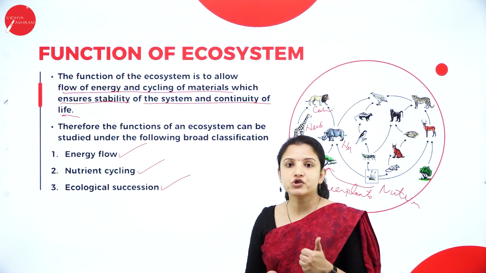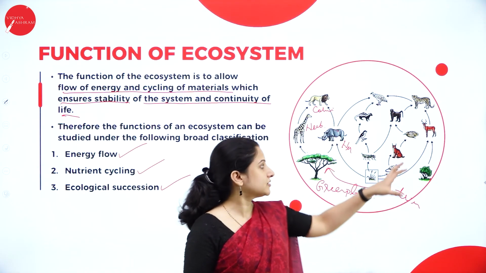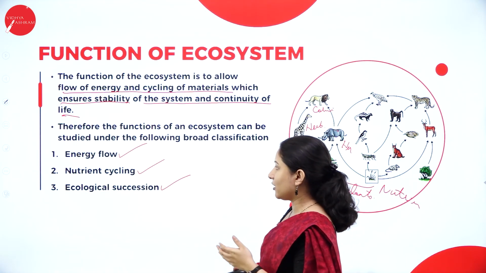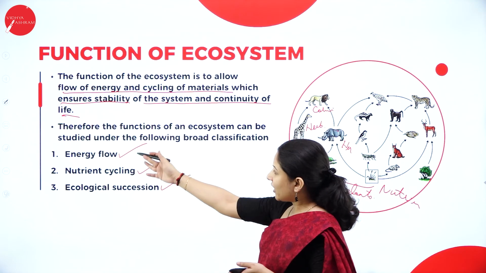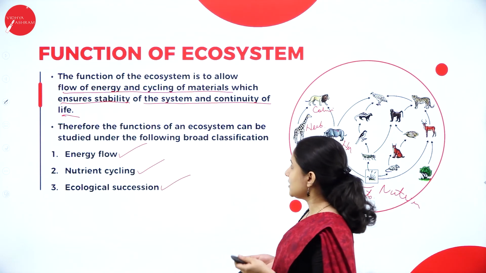In energy flow, they have given the food chain and the food web. So how does energy flow in a food chain and food web? This is an example of a food web. In detail, in the coming session we shall study about it, and they have also given ecological succession. So we'll study energy flow and ecological succession because that is what is mentioned in the syllabus.